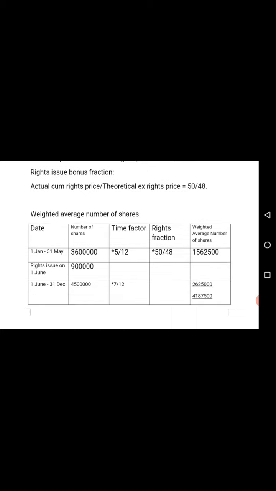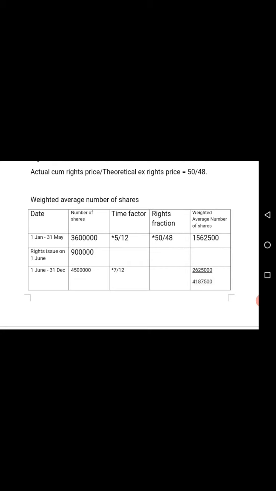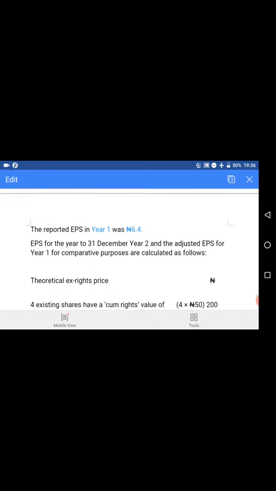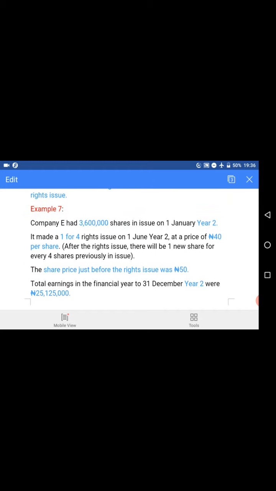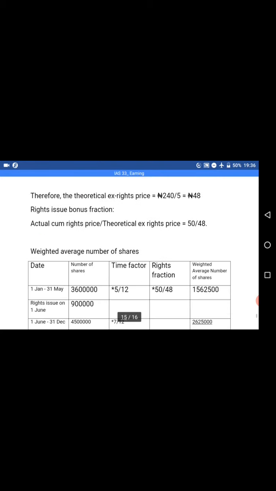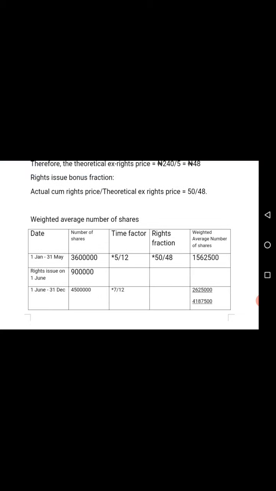So to further our calculations, we draw the table here, the years. For 5 months, as we stated earlier, we had 3.6 million shares. 5 months is January, February, March, April, May. Then from June, we didn't have 3.6 million shares again because we issued new shares. So 5 months, we had 3.6 million shares multiplied by 5 divided by 12. Then we multiply by the rights fraction, 50 over 48. We get the weighted average.